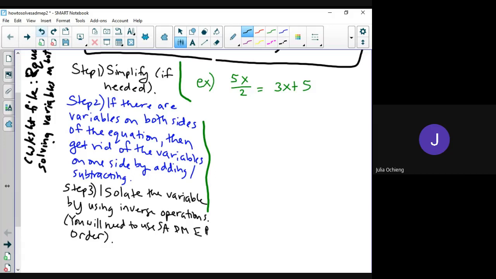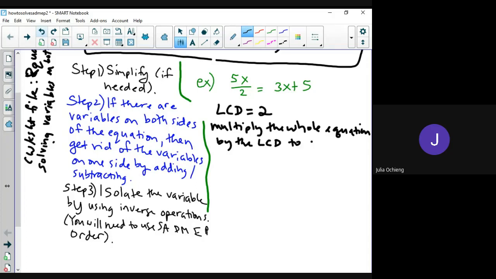So anytime there's a fraction, you can always get rid of it by finding the common denominator. So here, again, there's only one denominator. So that common denominator is 2. And then I can multiply the whole equation by the LCD to get rid of the fraction, to get rid of all fractions. So let's do an example here. The LCD is 2, so I'm going to multiply the first one, 5x over 2.